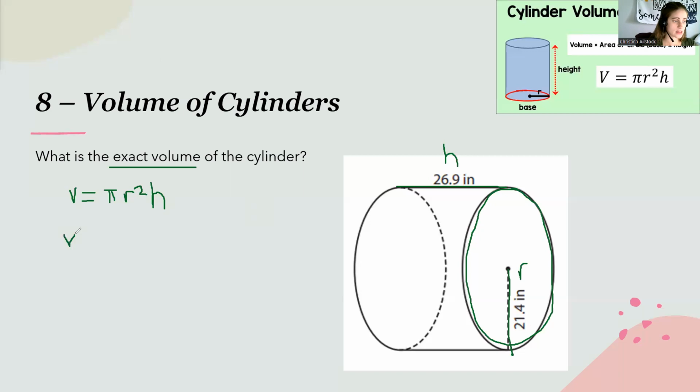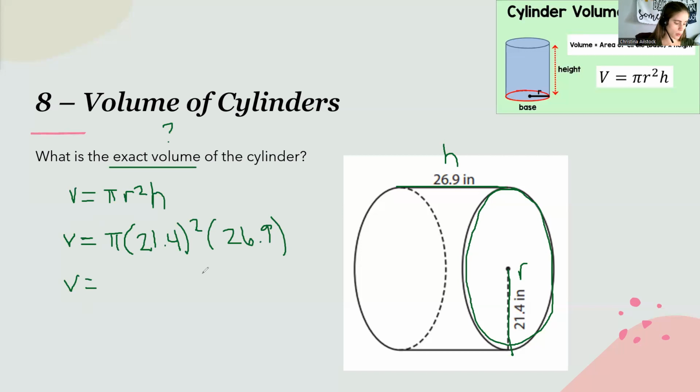So the V stays the same because that's what we're being asked to find. And then because we want the exact volume, we just leave that as the symbol for pi. And then it's being multiplied by our radius squared. So 21.4 inches squared. And then that's being multiplied by our height of 26.9. We need to follow order of operations, telling us to do the exponents first.